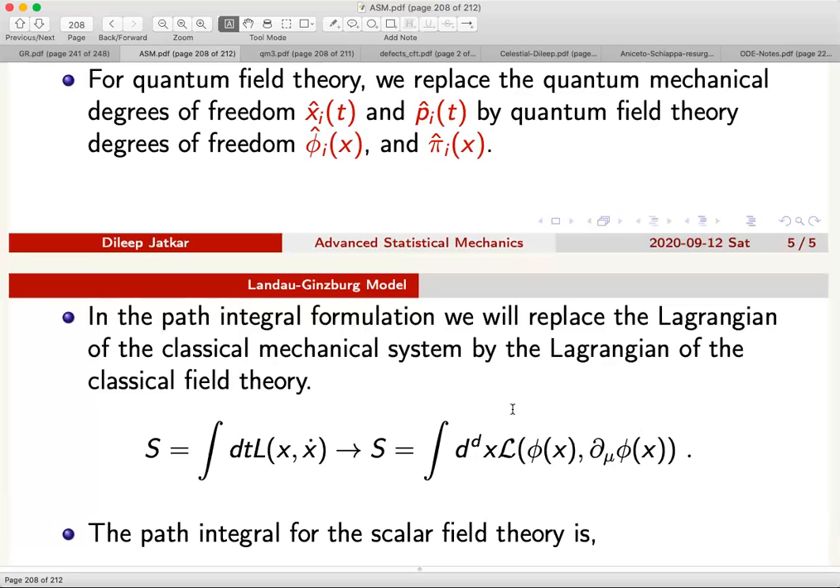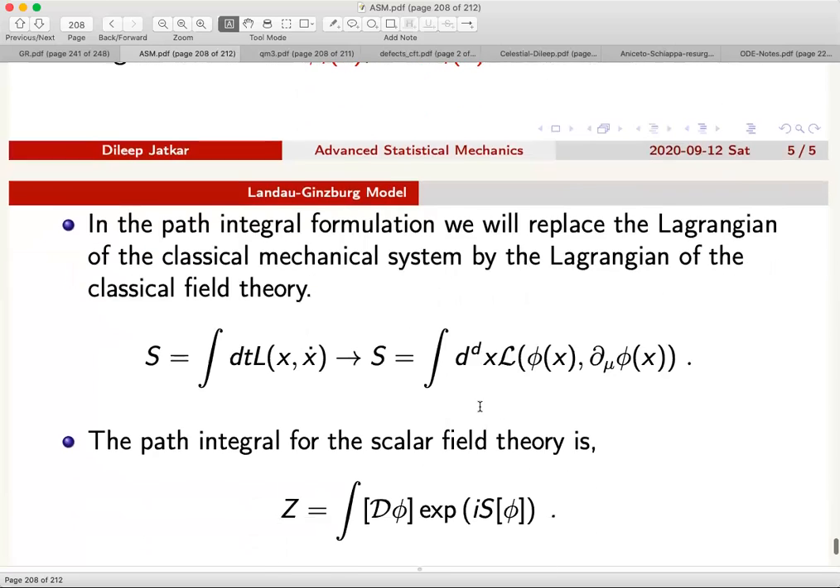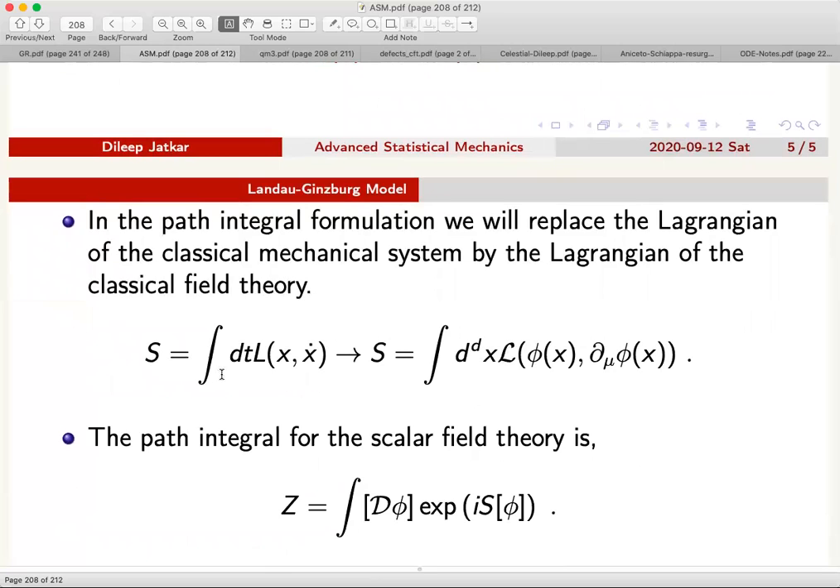But generally, it is more convenient to work with the Lagrangian density in field theory, and therefore the replacement rule from quantum mechanics to quantum field theory would be to replace S in the quantum mechanics, which is integral dt times L, which is the Lagrangian of the quantum mechanical degree of freedom. This is, of course, a classical Lagrangian, although it is describing a quantum system, which is a function of x and x dot, by the action for a scalar field. Okay, and this Lagrangian density is a function of the scalar field and its derivatives.